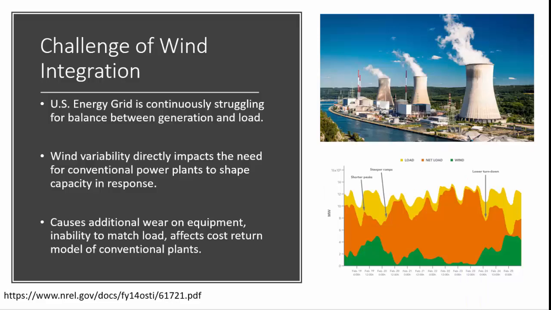The U.S. energy grid requires a constant balance between generation and load, and because of the variability in wind production, it makes it difficult to integrate into the system. Also, constant starting and stopping of turbines puts a lot of wear and tear on conventional plants.